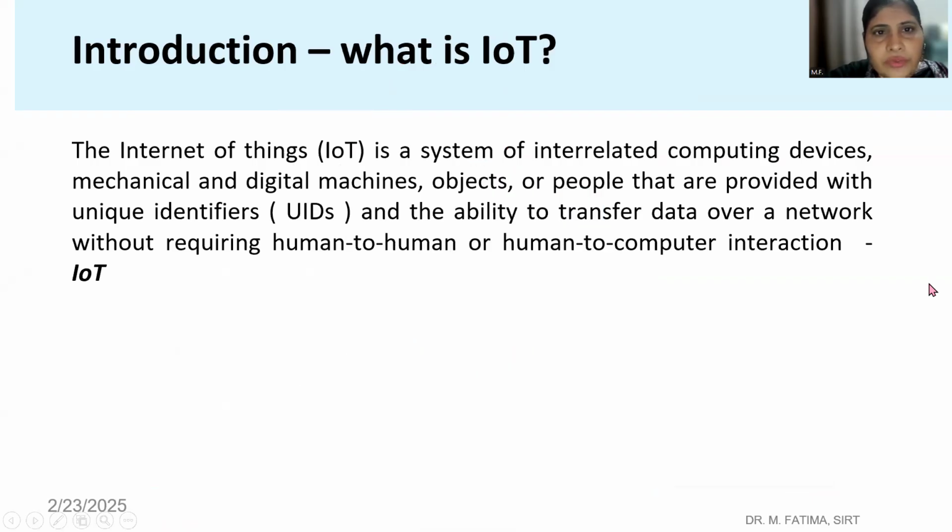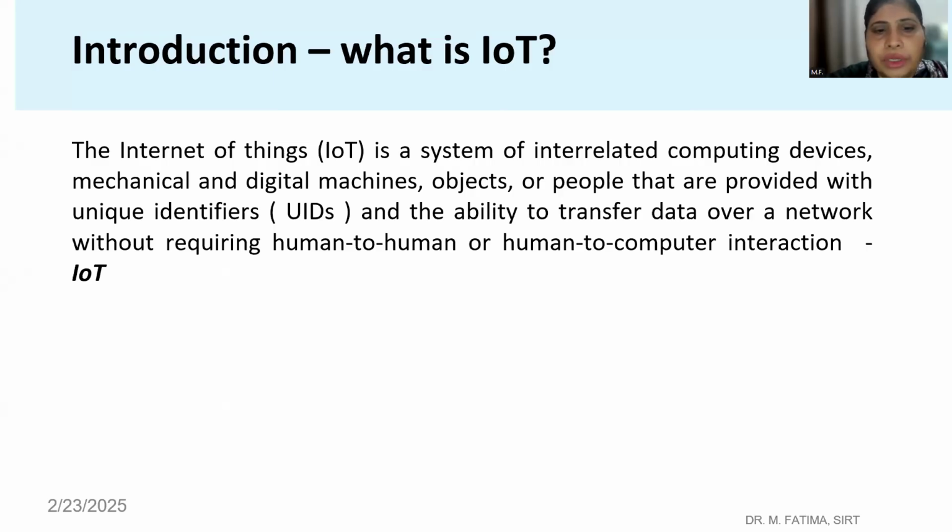The Internet of Things is a system of interrelated computing devices, mechanical and digital machines, objects or people that are provided with unique identifiers. So these devices or objects or machines will have the ability to transfer the data over a network without intervention of human to human or human to computer interaction. So this is the Internet of Things.